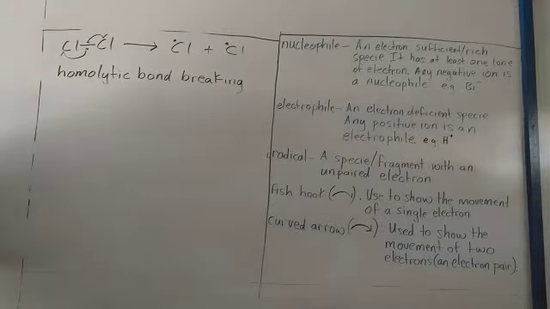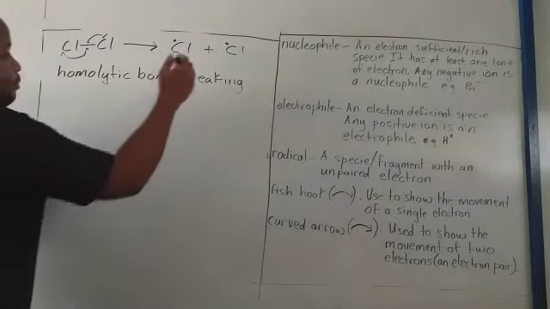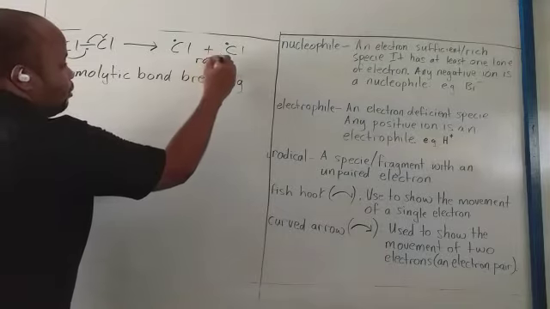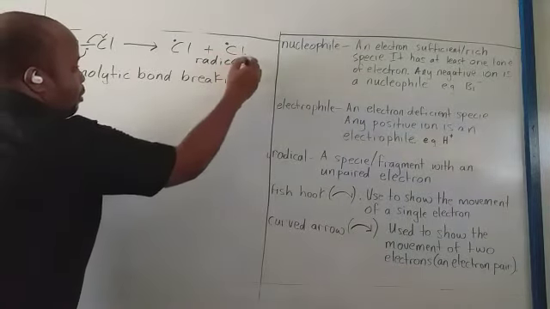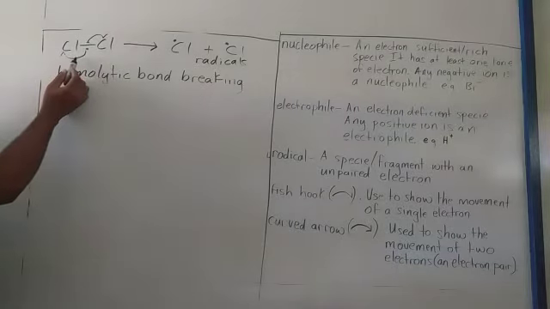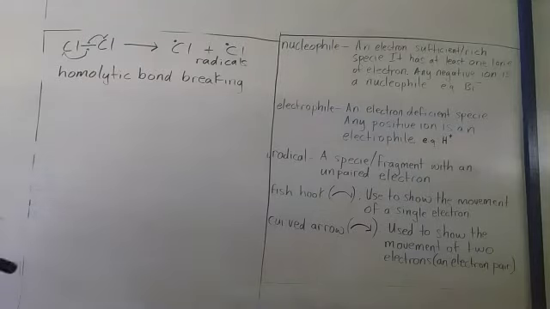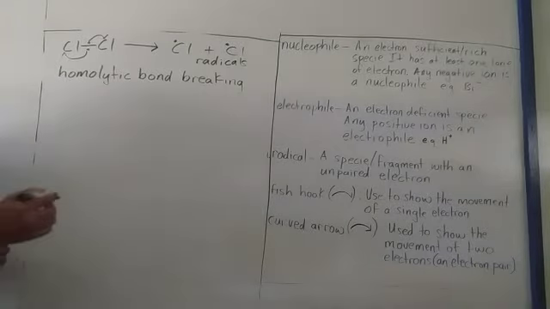So in homolytic bond breaking, you will generate radicals. So these are radicals. You use fishhook arrows to show that each atom is getting one electron. Let's go with the next example now.